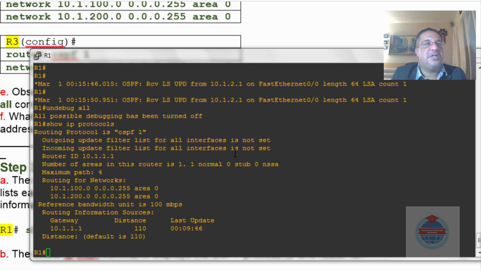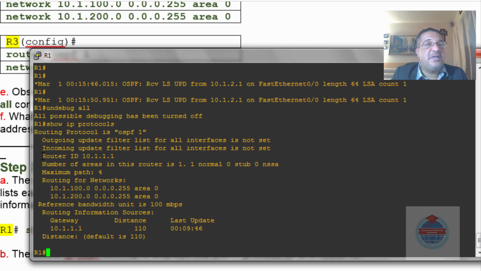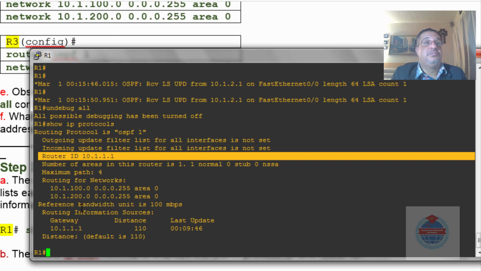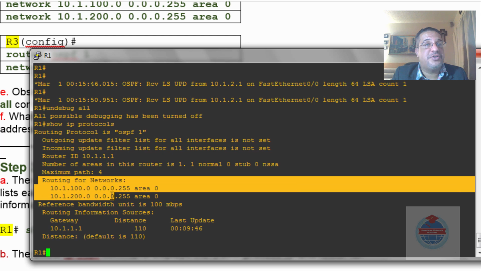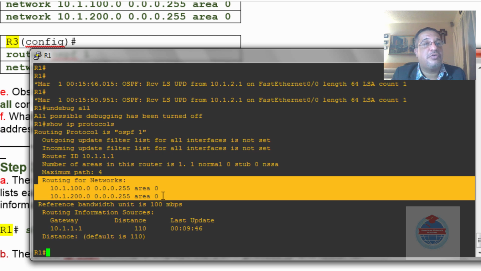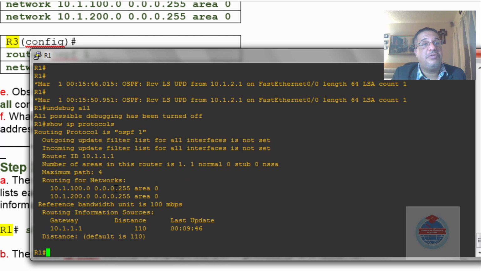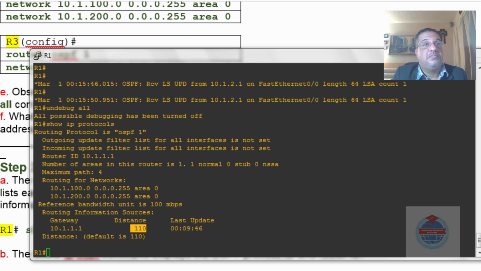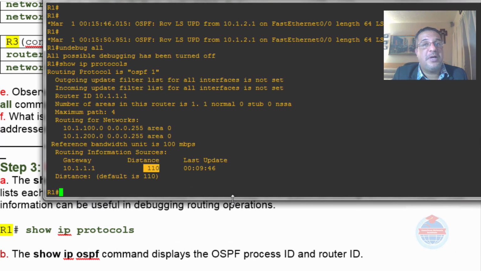What do we see over here, guys? We're going to see the router ID number, and it's routing for the networks 10.1.100.0 and 10.1.200.0, the ones that we already applied. And we see as well the wildcard mask and the area 0. Remember that we don't have any other area so far. This is the distance of 110, that is the default one that we use on OSPF. Now let's start jumping to the next command.